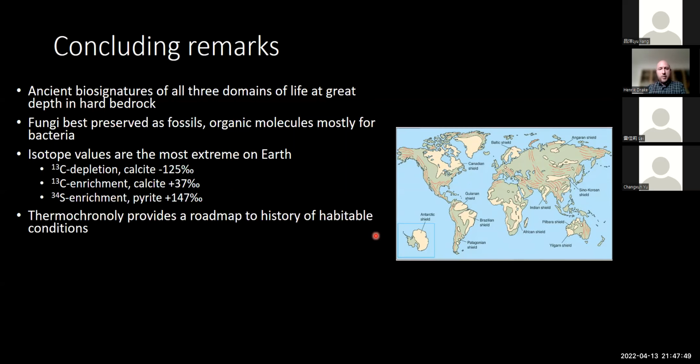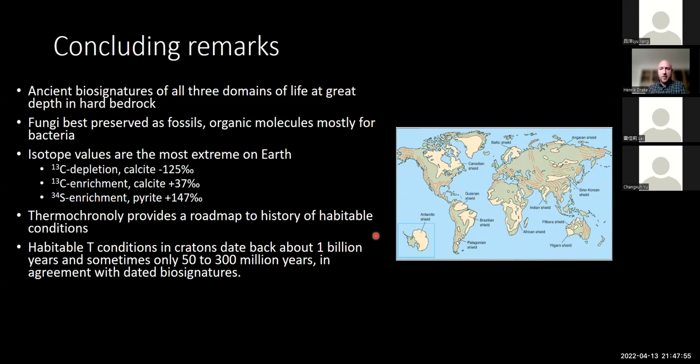We have this thermochronology that provides a roadmap to the history of habitable conditions in these cratons, and that habitable conditions date back up to 1 billion years, but sometimes only to 300 million years or so, such as in Sweden. It goes back 300 million years, then it becomes too hot. And this agrees with the dated biosignatures that we have.